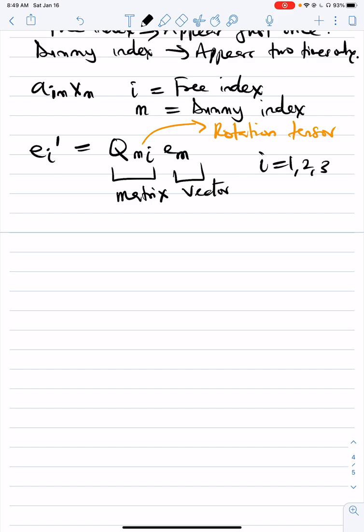Right? So let me quickly expand this and explain what it means. We have i here. Let's say i = 1. This means Q_m1 e_m.